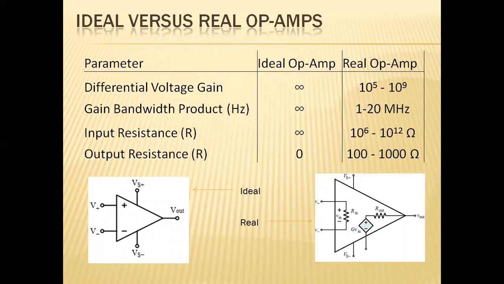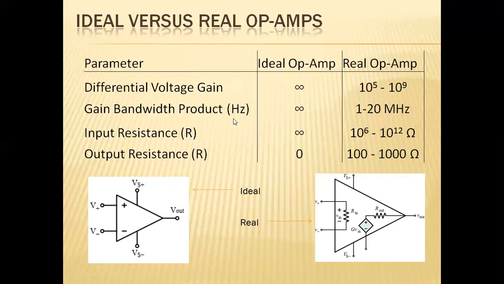For an ideal case of operational amplifier, what are the gain factors or input-output variations as per the standard, we'll be seeing now. Coming to differential voltage gain, for an ideal operational amplifier it is infinity, and for a real operational amplifier it is 10 to the power of 5 to 10 to the power of 9.